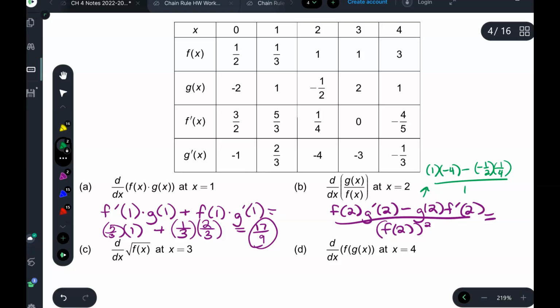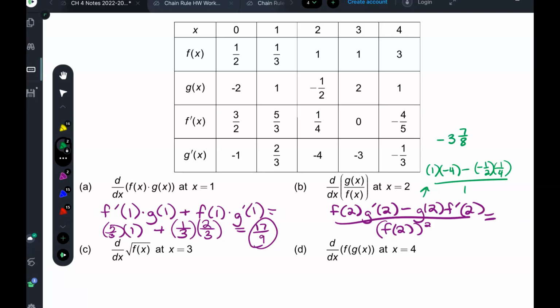Okay, what do we have? Negative 4 plus 1/8. Negative 4 plus an 8. Sure. Negative 3 and 7/8. It's fine. Is that the answer? Yeah.